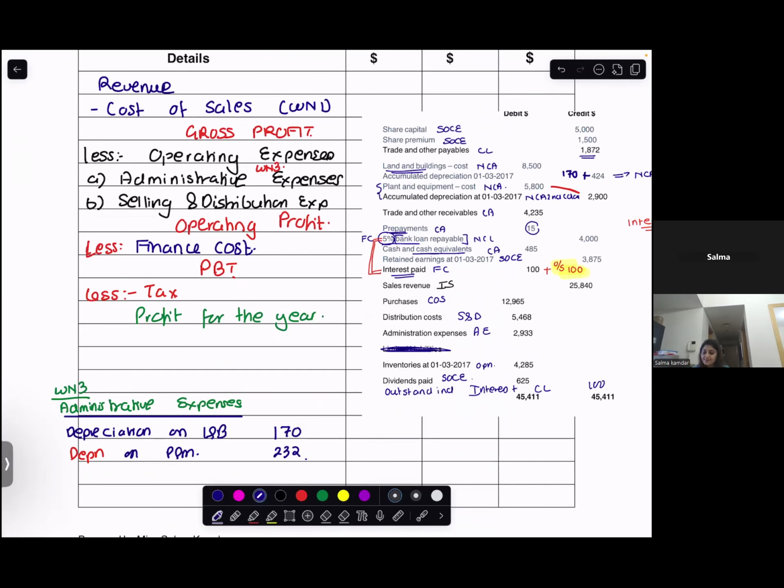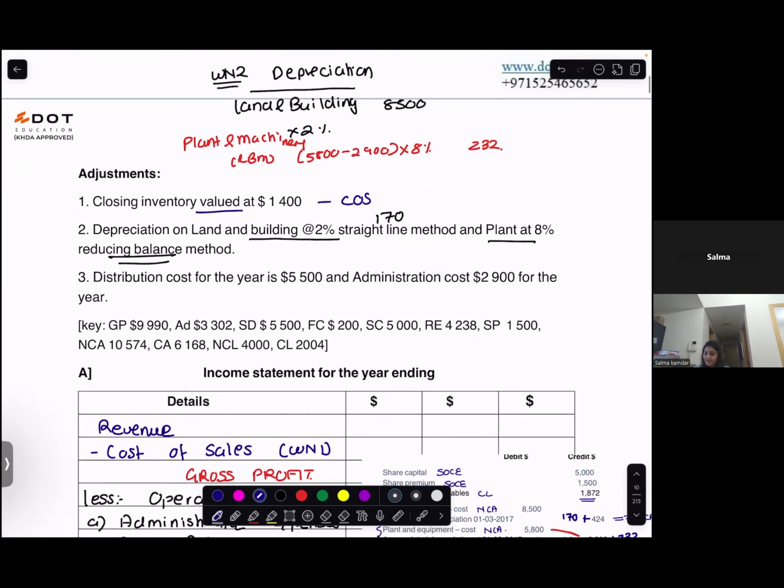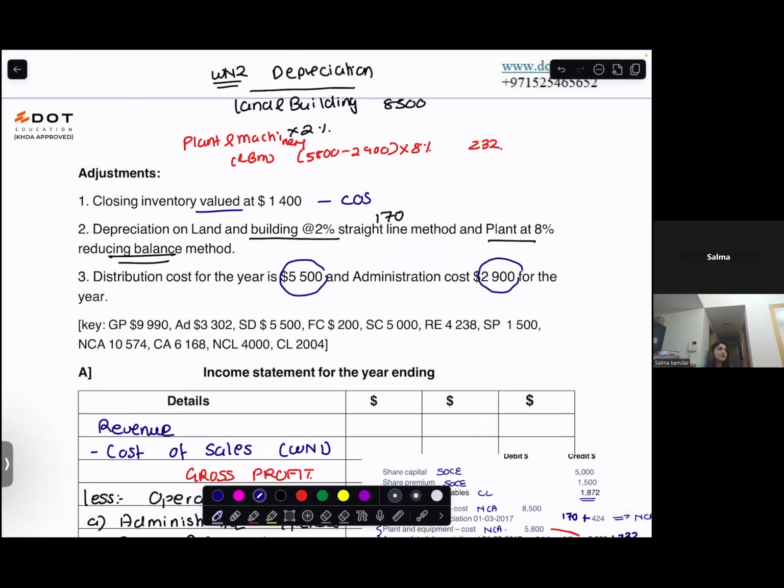Where else? NCA second column. I will add it to the provision for depreciation. Plant and machinery to plant and machinery. I hope you're with me. Yes, Mahad? Yeah. Very well. Distribution cost is 5,500. Administration cost is 2,900. What does this mean?